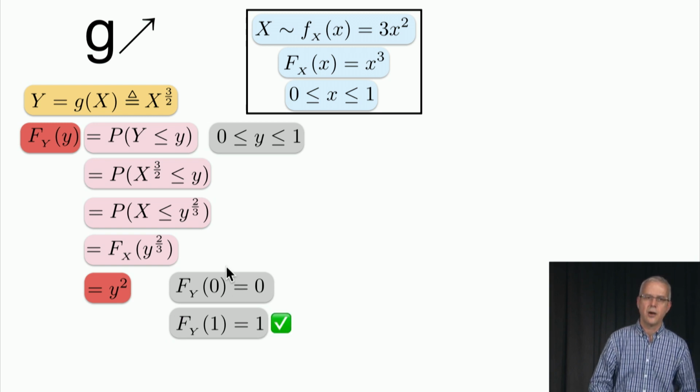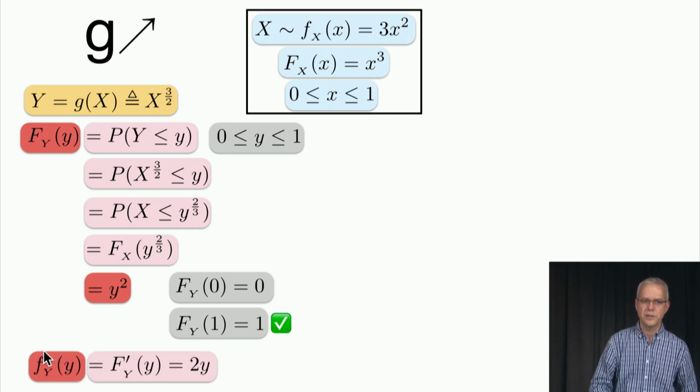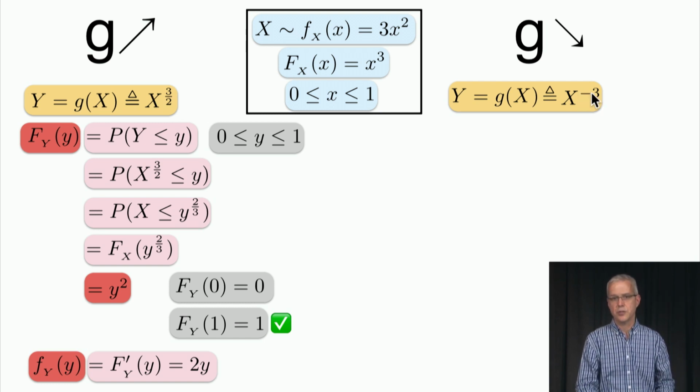Now, as we said, we're interested in the PDF, not the CDF, so we just differentiate, and therefore the distribution of Y is the derivative of y squared, which is 2y. Okay. Next, let's look at a decreasing function g, for example, X to the -3, or 1 over X cubed. Okay, so that's a decreasing function.